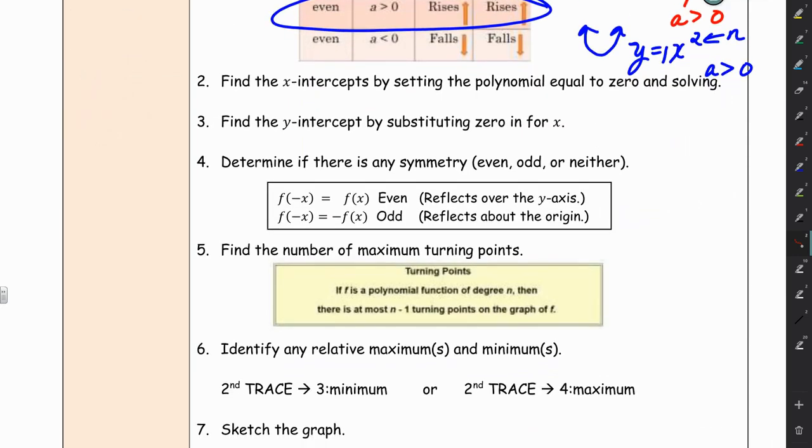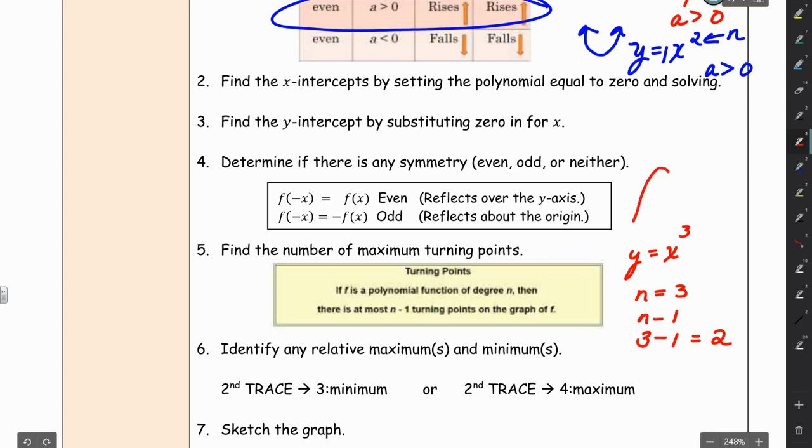We're going to determine the number of maximum turning points. Right? So if f is a polynomial function of degree n, then there's going to be at most n minus 1 turning points on the graph. So going back to our example of y equals x cubed, in this case, n is equal to 3. So we're going to have at most n minus 1 turning points. So we would have 3 minus 1. So in the case of y equals x cubed, we're going to have at most 2 turning points.